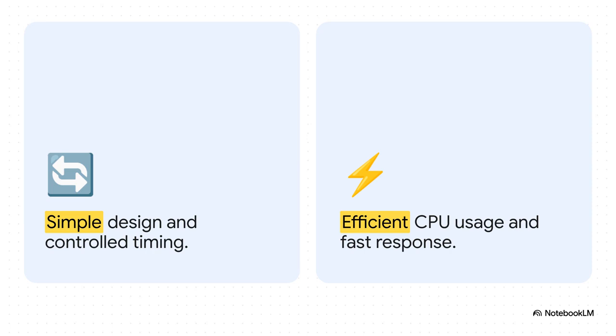When we put them in a direct head-to-head comparison, polling's massive advantage is that sheer simplicity and tightly controlled timing. But interrupts, they are the absolute champions of efficiency. Because the CPU isn't wasting time constantly checking, it can actually get other work done. This results in incredibly fast responses to completely unpredictable events.